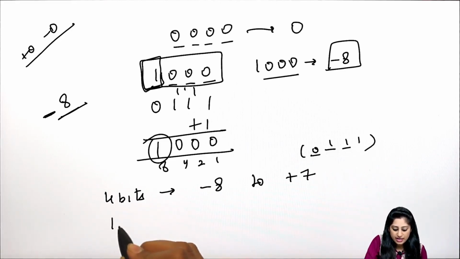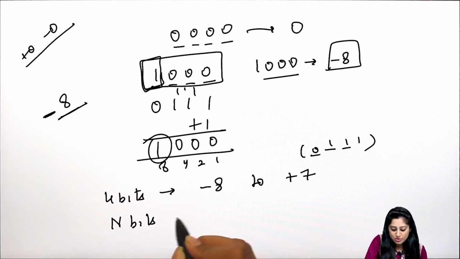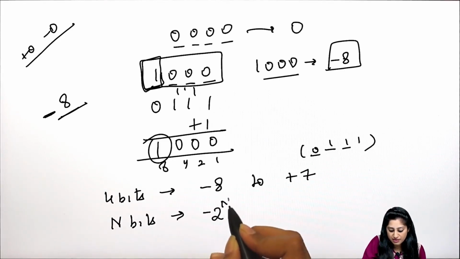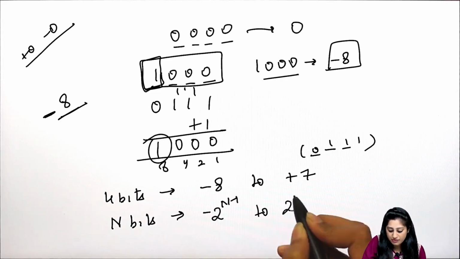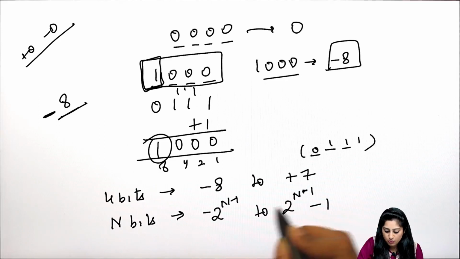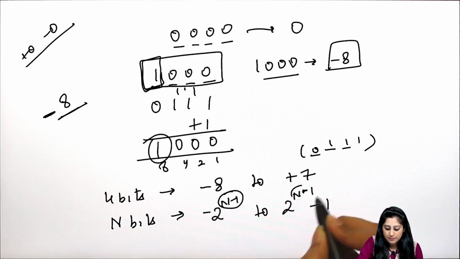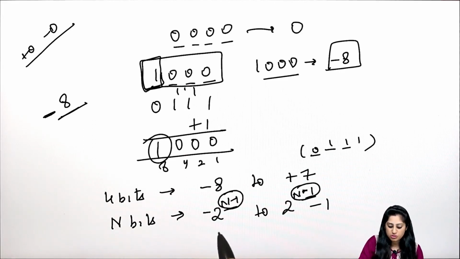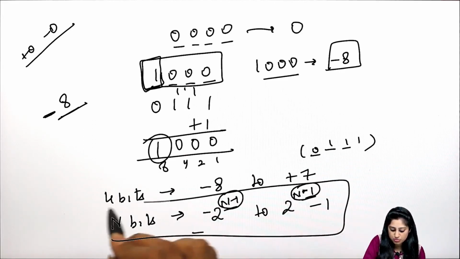Right? So what if you have n bits? In case of n bits, the range of numbers will be minus 2 to the power of n minus 1 to 2 to the power of n minus 1, minus 1. Why is this n minus 1? Because out of n bits, 1 bit is the sign bit. So to store the number, you have n minus 1 bits only, right? Which is why you have n minus 1 over here. And what is the possible range? So the possible range is this. This is something which you should be clear about.